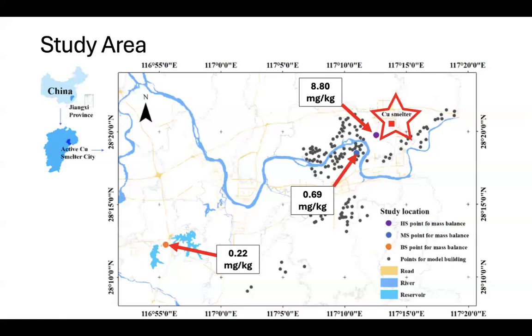The study area was an agricultural area impacted by 40 years of copper smelter activity in this region, and it consisted of 3 main sites. A highly polluted site with a concentration of 8.8 milligrams cadmium per kilogram of soil, a moderately polluted site with 0.69 milligrams cadmium per kilogram of soil, and a background site with a concentration of 0.22 milligrams cadmium per kilogram of soil.